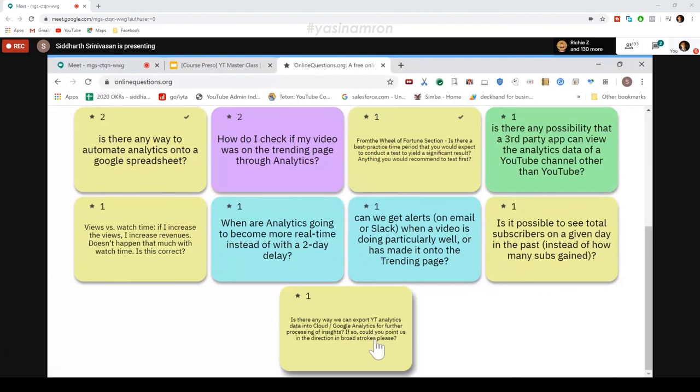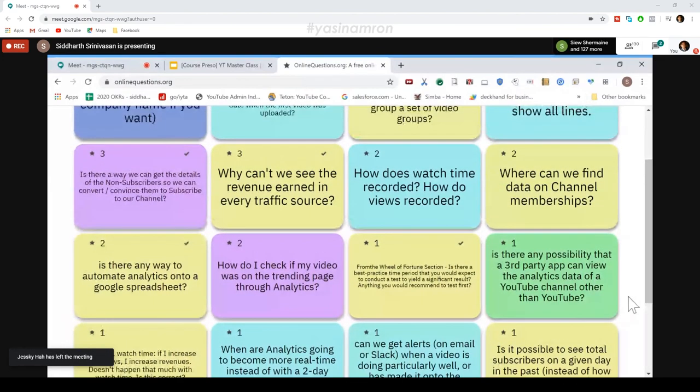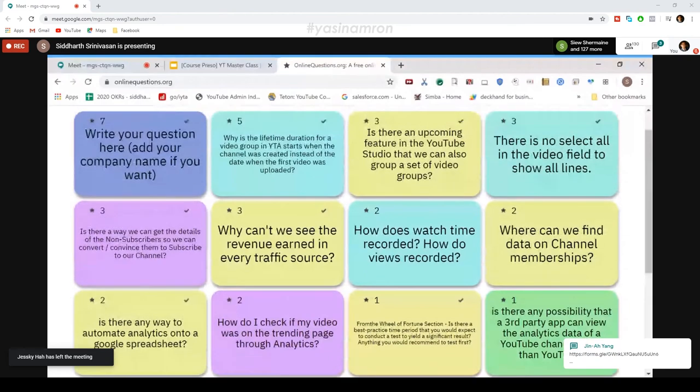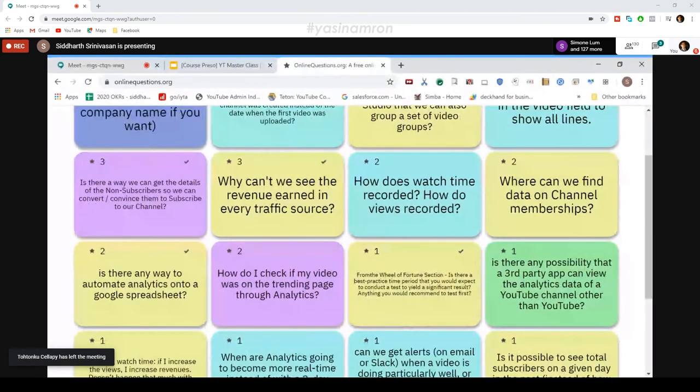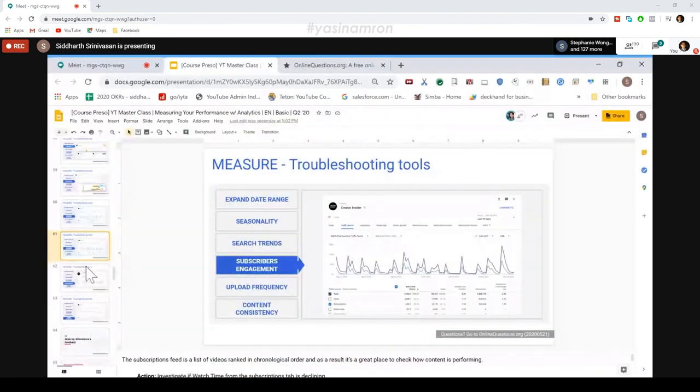Export YouTube analytics into cloud and Google. Again, the answer is the YouTube API for this. Please take a look at that, and then you can export it into the application of your choice. So just look for the YouTube Data API, please. Same for this. I think there was a question on views versus watch time that I saw before on how it works. But I think we went through all the questions, it seems.